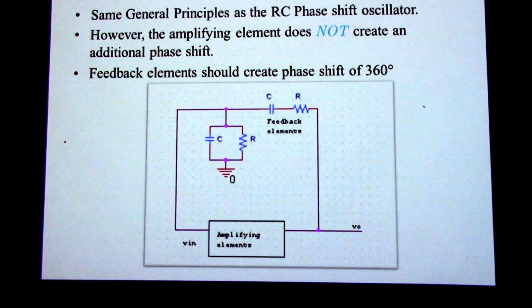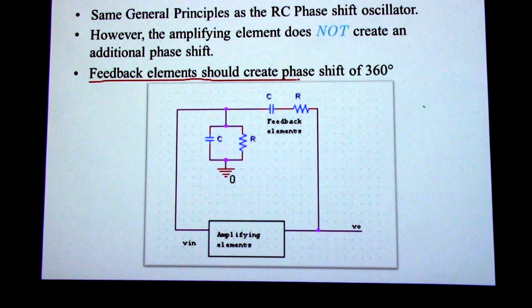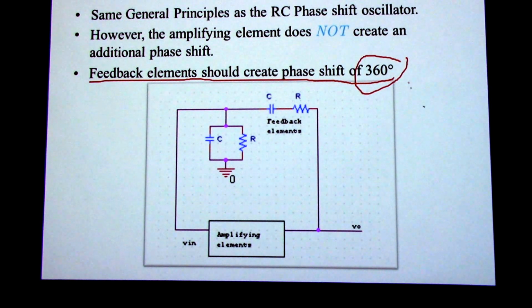And there is another type of oscillator which is called the Wien bridge oscillator. So it goes by the same general principle as the RC phase shift oscillator. However, the amplifying element does not create an additional phase shift. Like last time we used the inverting amplifier, so that's why you had 180 degrees and you had to shift it another 180 degrees so that it makes 360 degrees. So here the feedback elements should create a phase shift of 360 degrees. If you just break it down, you have the amplifying element and feedback element, and your feedback element should create that 360 degree phase shift.